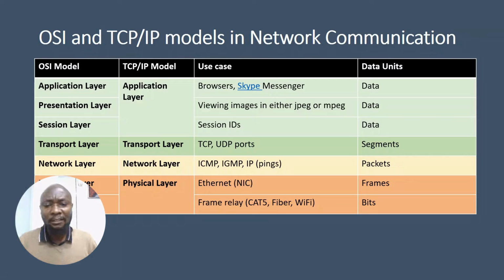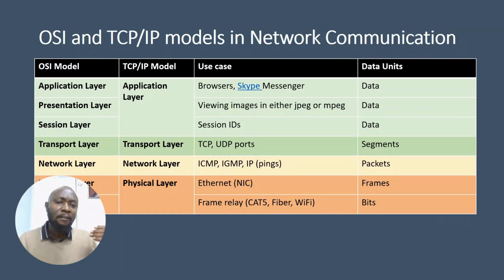We have things like Cat5 cables, fiber optics, and Wi-Fi protocols. These are all the ways in which data is being made use of. That's why I called it a use case. So data is being used by applications like browsers and Skype under the application layer.